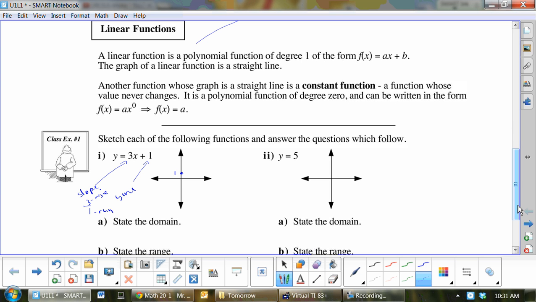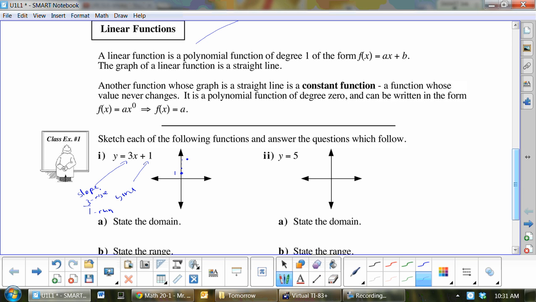Now, because it's a positive 3, I'm going to go up 3. If it was negative 3/1, I would go down 3. The run, I will always go right. Never go left. So, up, down, and right. So, I'm going to go up 3: 1, 2, 3, and over 1.